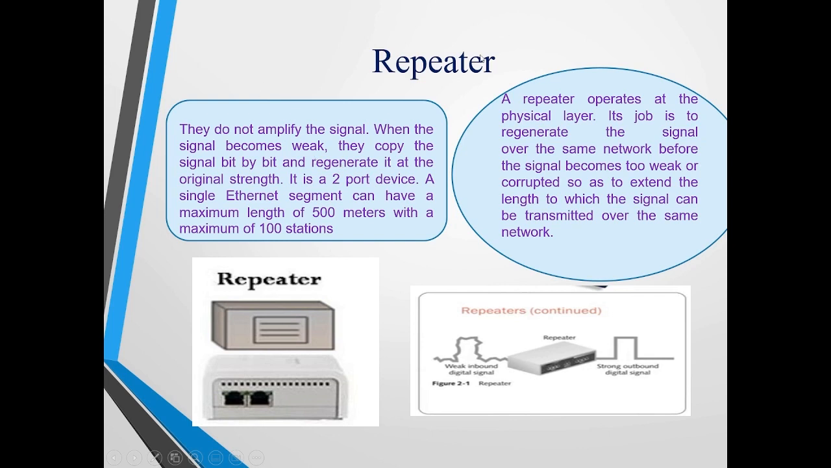And for repeaters, we could say that they do not amplify the signal. When the signal becomes weak, they copy the signal bit by bit and regenerate it at the original strength and at a very high signal bound, right? They transmit the data. It's a two-port device, and a single Ethernet segment can have a maximum length of 500 meters with a maximum of 100 stations, right? So this is the functioning of the repeater.